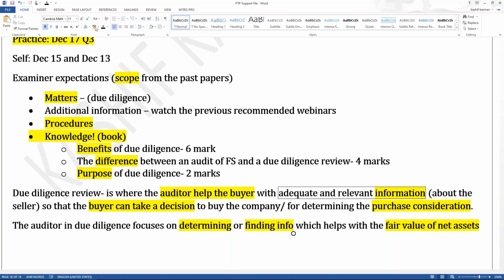That will give a very good idea to the buyer how much price to pay. So that's exactly what you do in a due diligence. So do you believe due diligence is very beneficial for the buyer? It helps the buyer to take a decision.